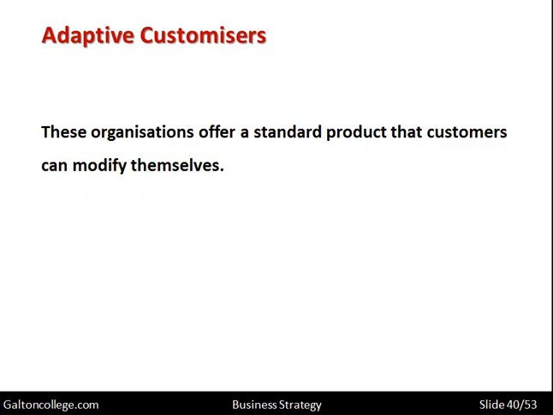Adaptive customizers. These organizations offer a standard product that customers can modify themselves. So it's a standard product, but the customers can buy, let's say, additional parts and amend the product, change the product by adding certain components or taking away certain components or modifying it in some easy manner. It's adaptive. It's the product, but it can be changed by the customers.